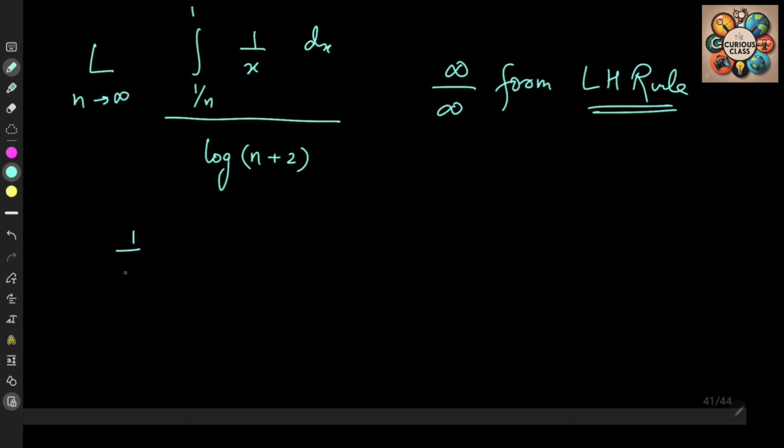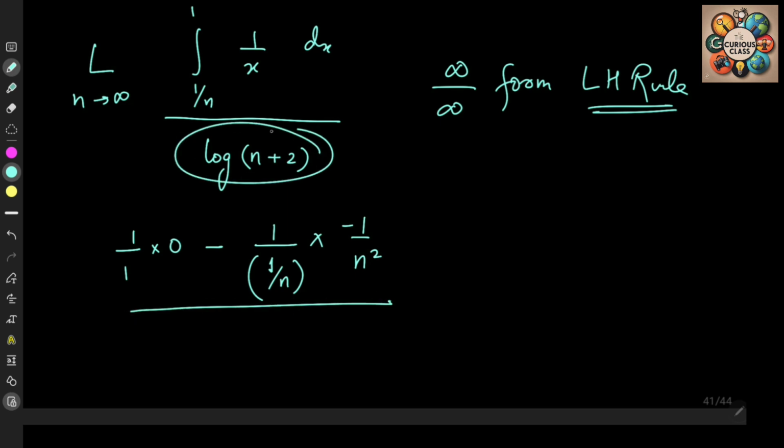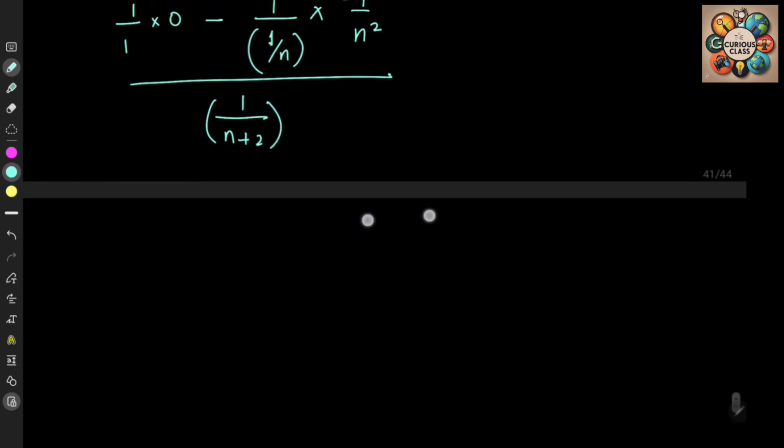So we're going to differentiate the numerator and denominator. So upon differentiating and applying Newton-Leibniz, 1 upon 1 by n, into minus 1 by n square, that's 1 by n's derivative. And in the numerator part, we're going to write simply log's derivative, 1 upon 1 by n plus 2.